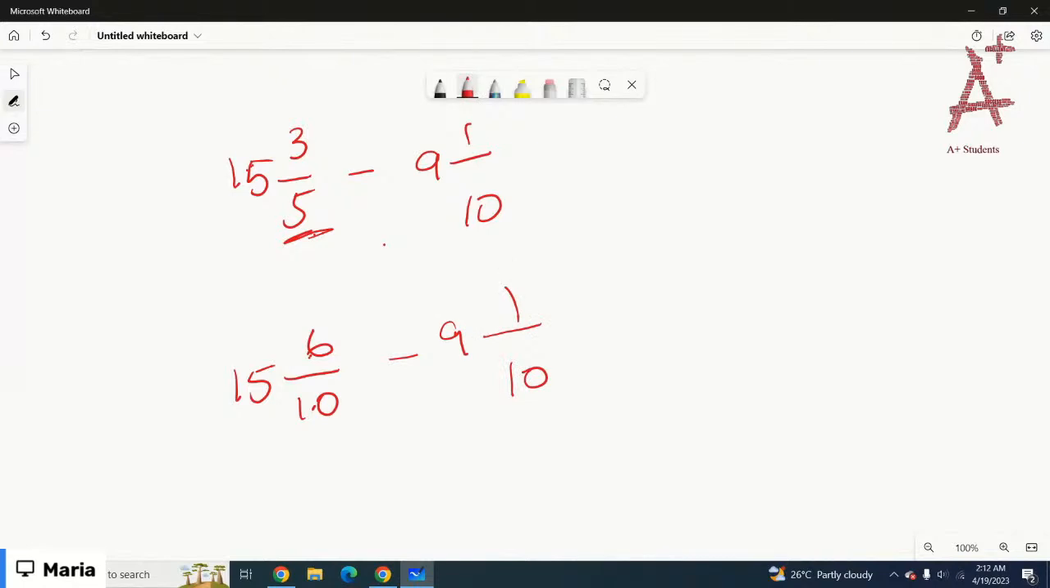You can now subtract them. 15 minus 9 is 6. And then subtract the numerators: 6 minus 1 is 5. And the denominator is 10. Got it? So you can divide the fractional part by a common number, that would be 5. So 5 times 1 is 5, 5 times 2 is 10. So it would be 6 whole 1 over 2. So the correct option is 6 whole 1 over 2.